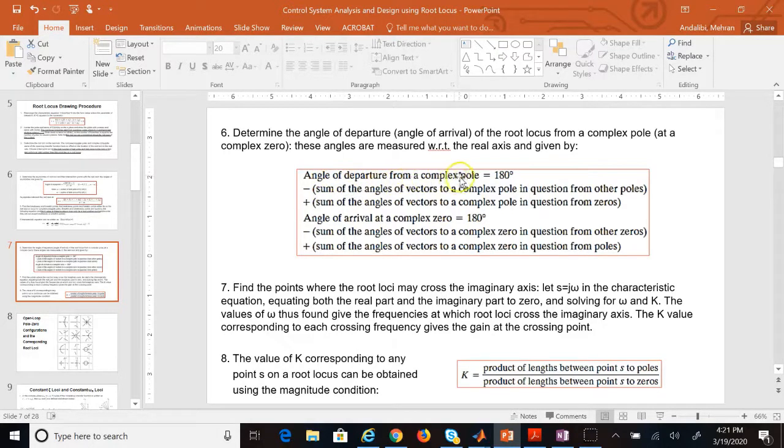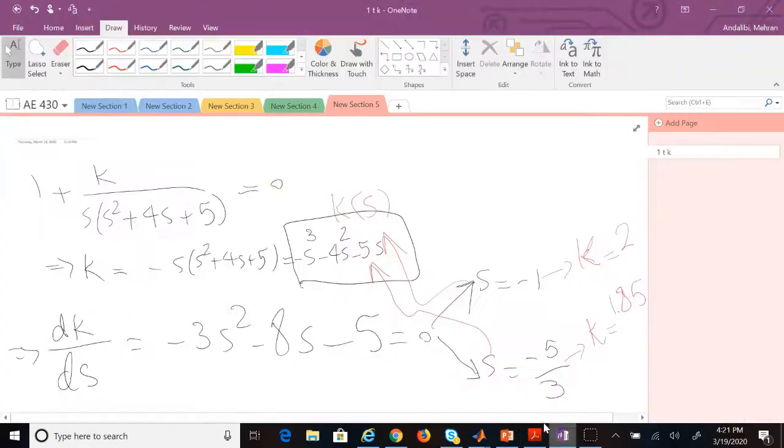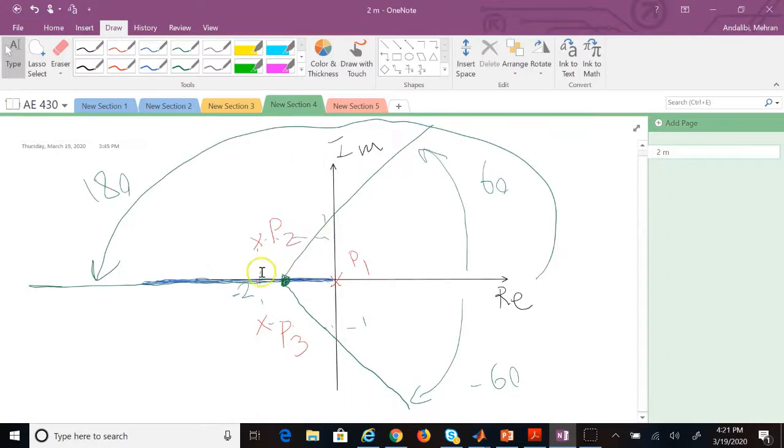It says the angle of departure from a complex pole is 180 minus some of the angles from all other poles to that pole plus some of the angles from all other zeros to that pole, and then angle of arrival at a complex zero. In our example here, there is no complex zero. There is no zero at all. So we don't need angle of arrival at a complex zero. All we have is a pair of complex poles.